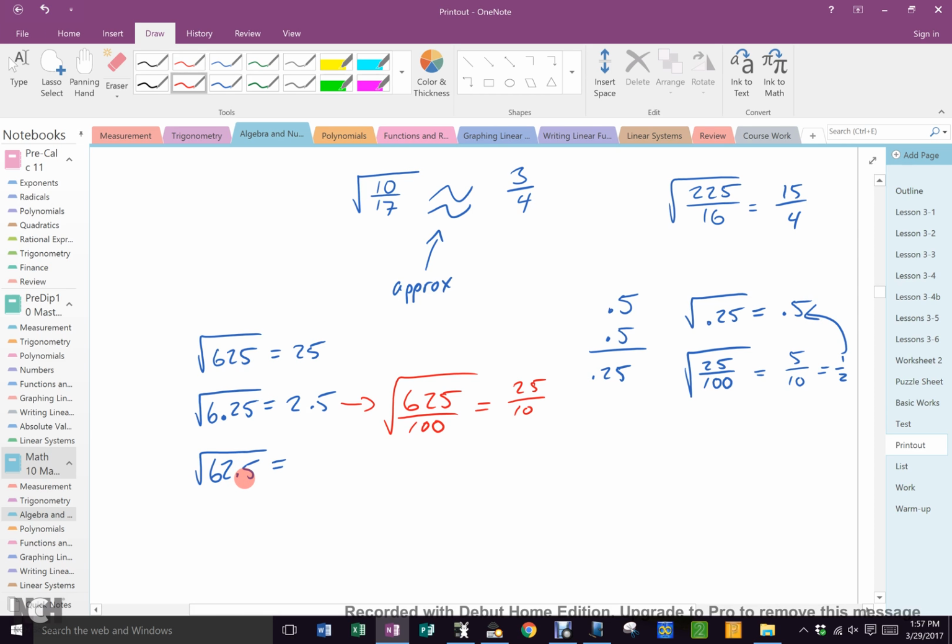Why? Because it's only a single decimal. That's 5 over 10, isn't it? Does 10 have a square root? No. So if there's one decimal, it's irrational. Always.